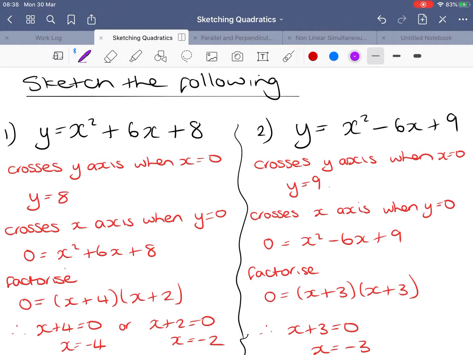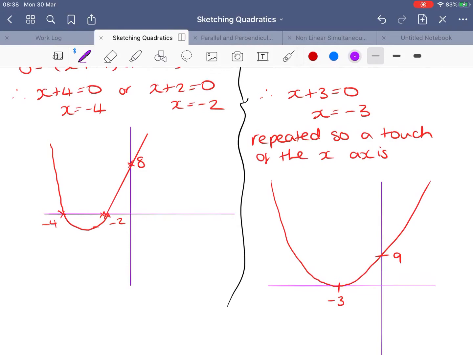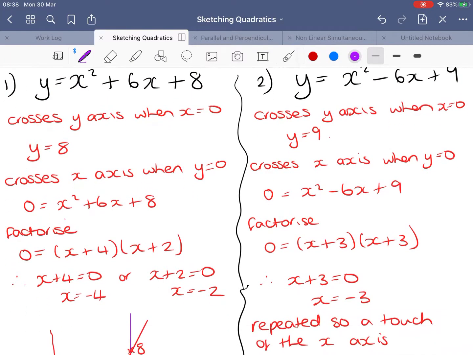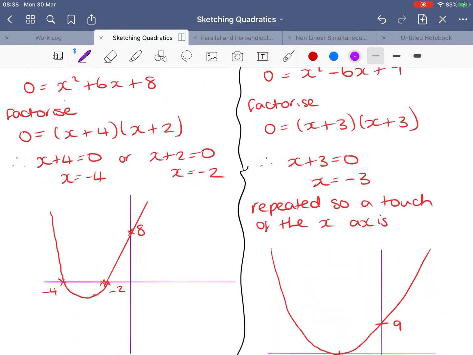Okay, so first one crosses the y-axis at 8, and the x-axis at minus 4 and minus 2. So when you sketch it, it's going to look like that. The second one, these were two fairly straightforward quadratics, crosses the y-axis at 9, and the x-axis at minus 3. Actually, I don't think I did one of these with you. So what does that look like?